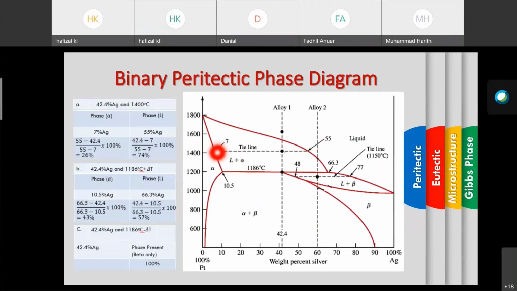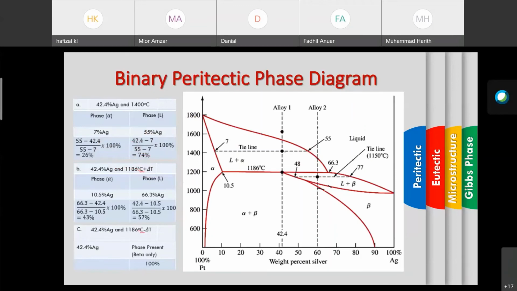The alpha composition is 7. The liquid composition is 55. So in order to get the fraction of alpha and fraction of liquid, we need to apply the lever rule and we get the value. In this case we have 26% of alpha phase, and the rest, 74%, is the liquid phase. Once you get the value 26, the rest is 74, so it will make up a total of 100%.